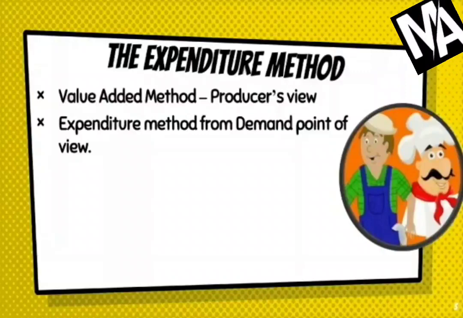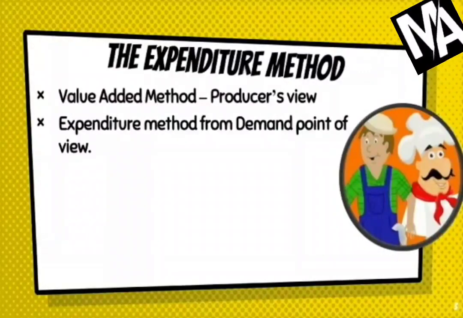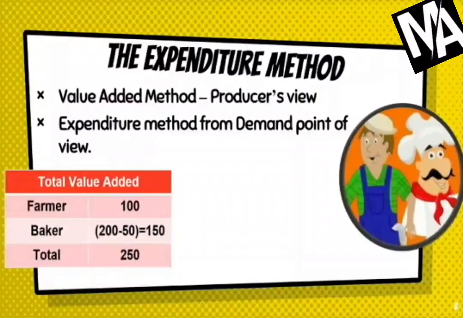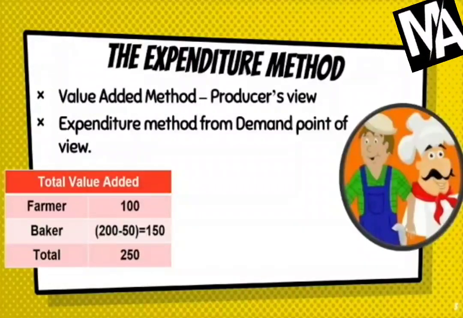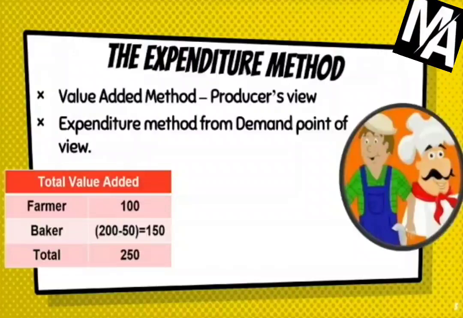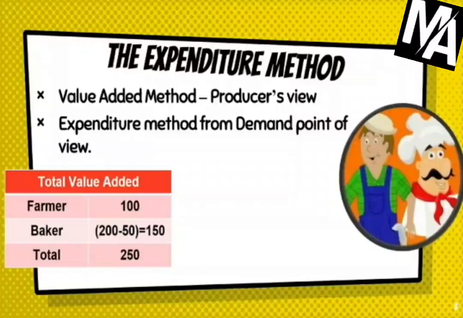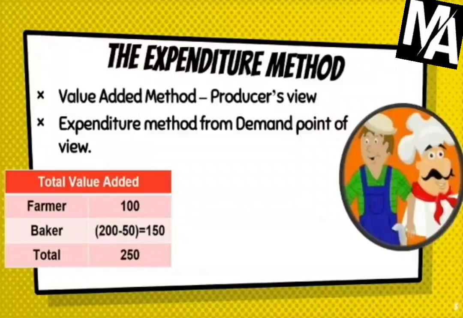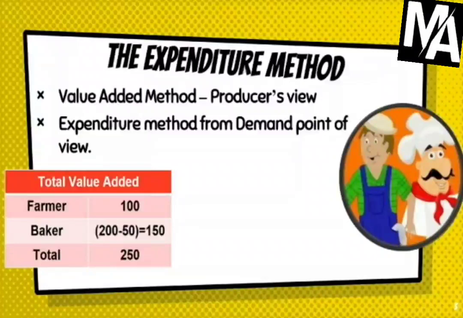But in the expenditure method, we are calculating it from a different point of view, that is from the demand point of view. And what do I mean by that? I'll try to explain it once again with the example of the farmer and the baker. Just to revise what I taught you about the farmer and the baker, in the total value added method, the farmer produces 100 rupees worth of wheat, and out of that 50 rupees worth of wheat is being sold to the baker. This baker creates from that 50 rupees worth of wheat 200 rupees worth of bread.